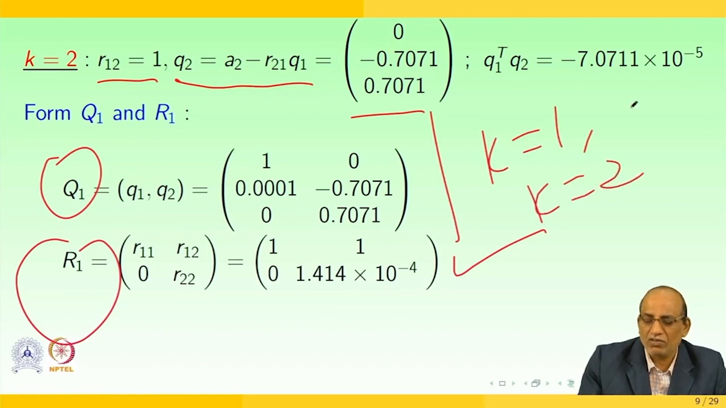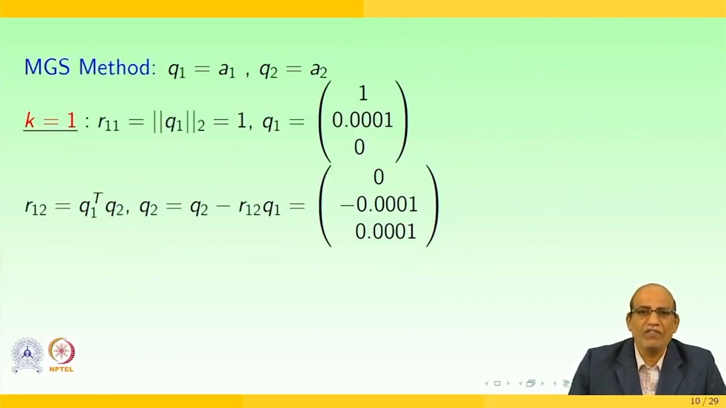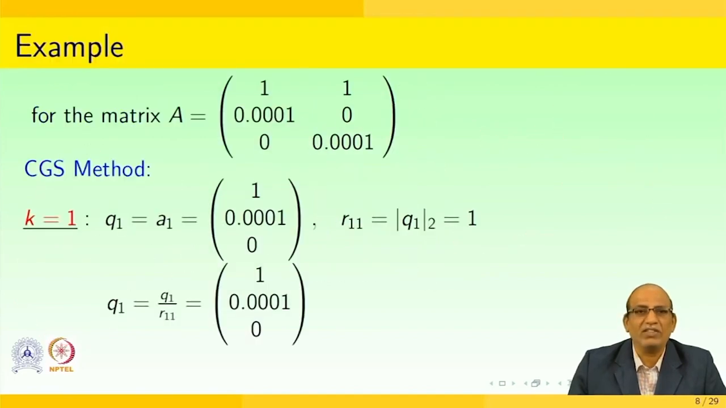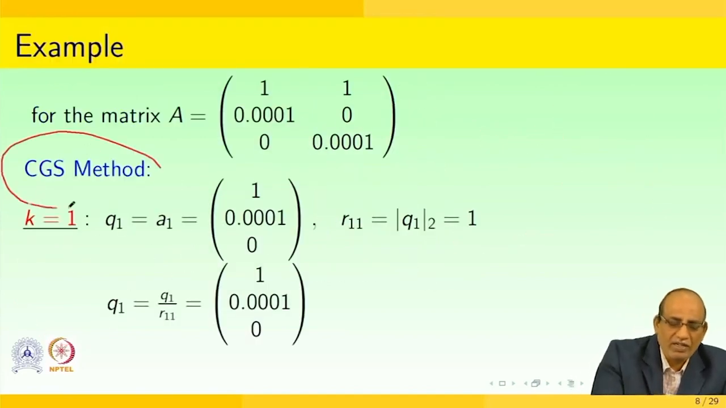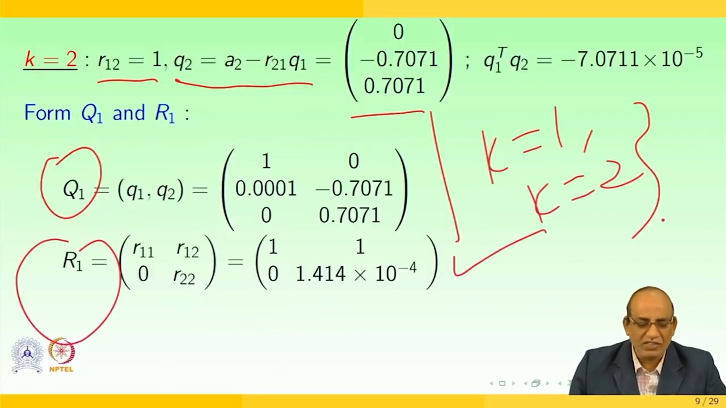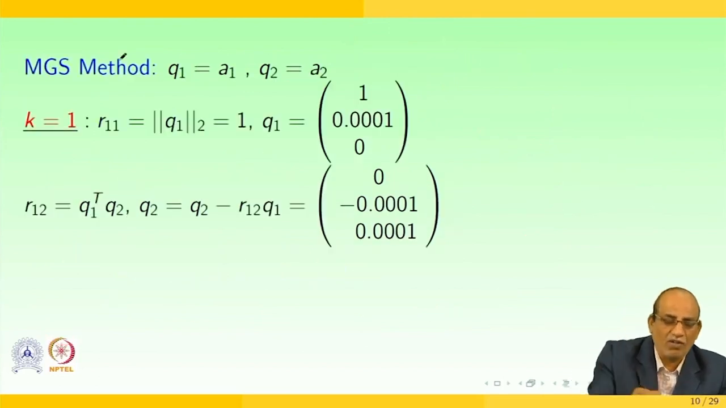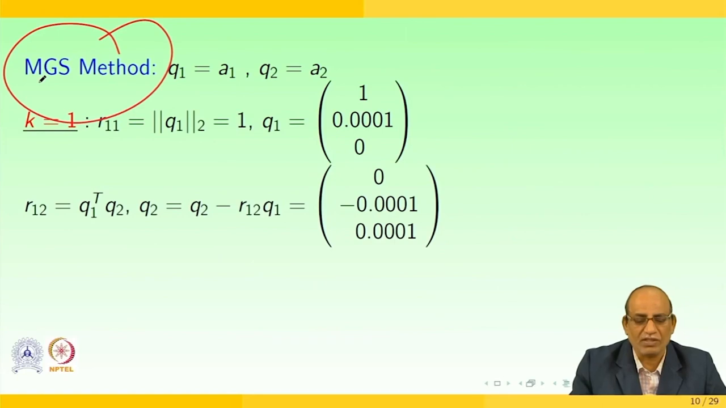That is for k is equal to 1 and k is equal to 2. So, this is the case with, as we spoke here, the CGS method, right? And with the CGS method, this is designated as Q1 and this is designated as Q2. So, now let us modify this method, which we call the modified Gram-Schmidt method.